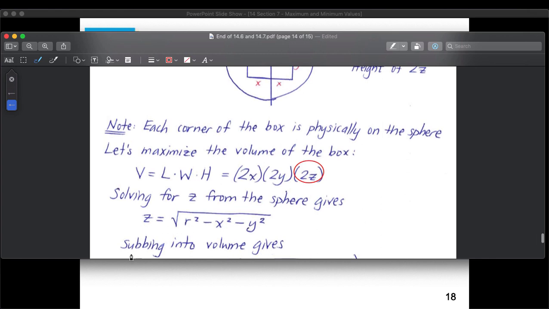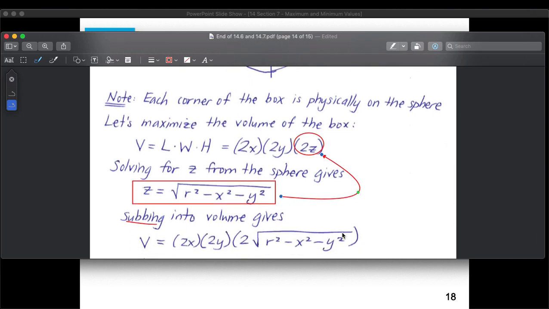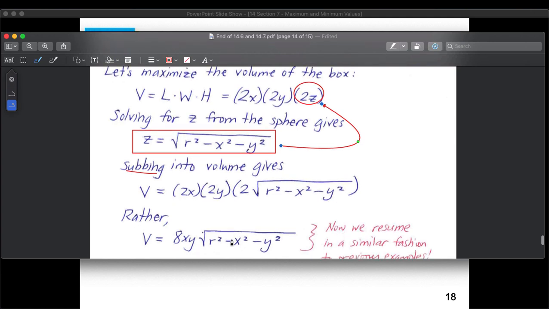Now, again, there's that word again, subbing or substitution. It's been all over the place. It's very methodical. It's very consistent. I'm going to take this expression z equals, and we're going to substitute it into the volume, basically back up into here. It's going to give me this. And also, as we've done before, that's common practice, we're going to want to clean it up.